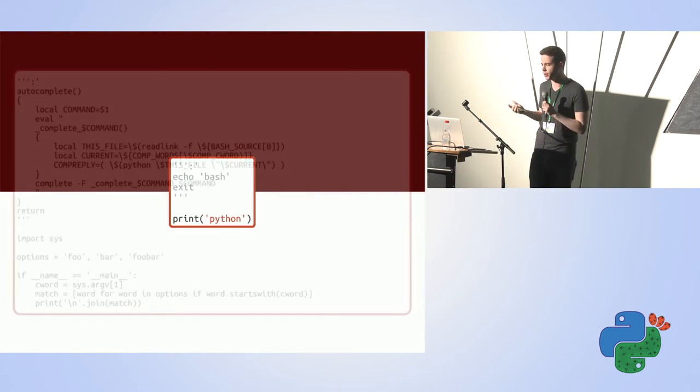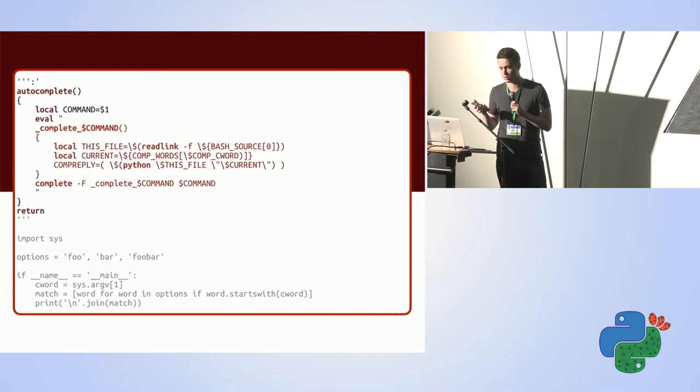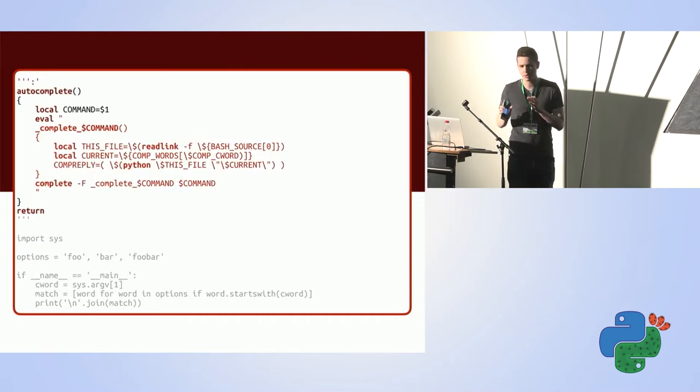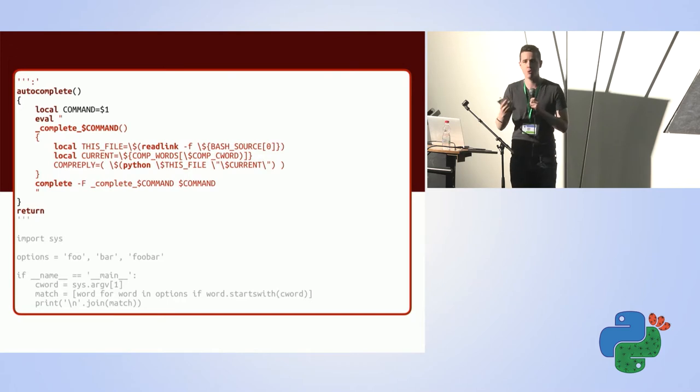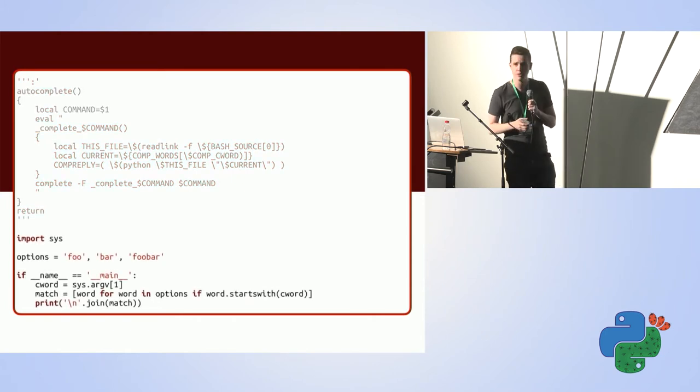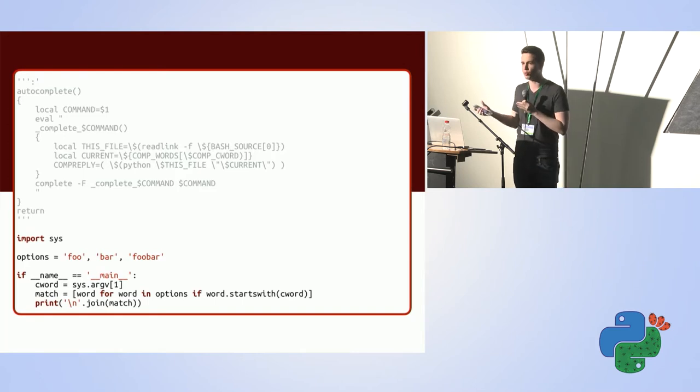So here's a simplified proof of concept, and let me syntax highlight this as Bash for you. This code is pretty simple, actually. It defines the autocomplete function, which receives a command and binds a completion function to it. So whenever you type this command and hit tab, this completion function is invoked to generate the autocompletion options for you. And what this function does is invoke Python on the current file and the current word, whatever the user has typed so far. And the Python part takes this word and prints all the options, foo, bar, and foo_bar, that start with this word, right? And this works.